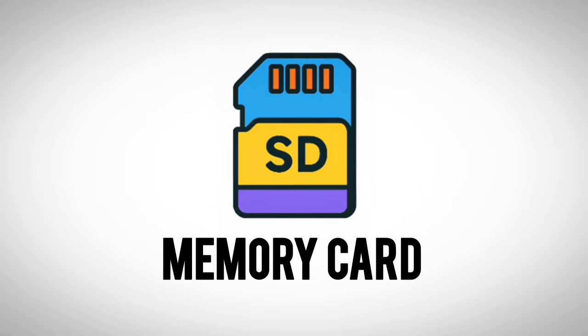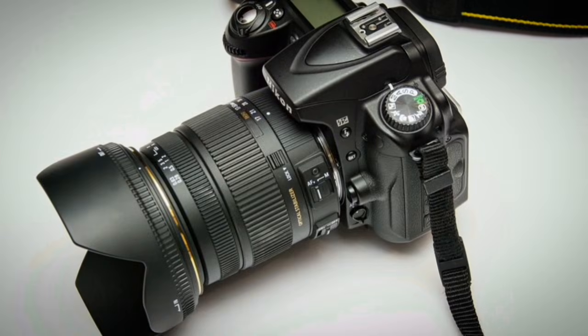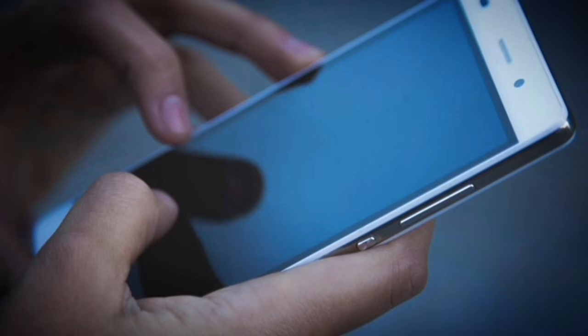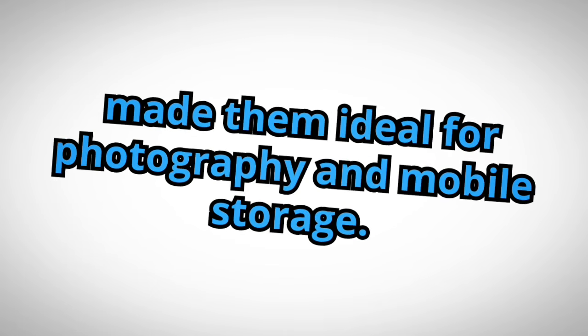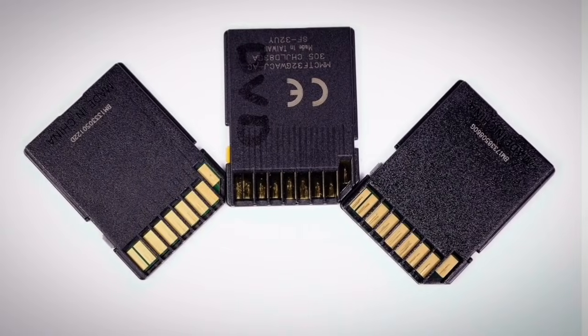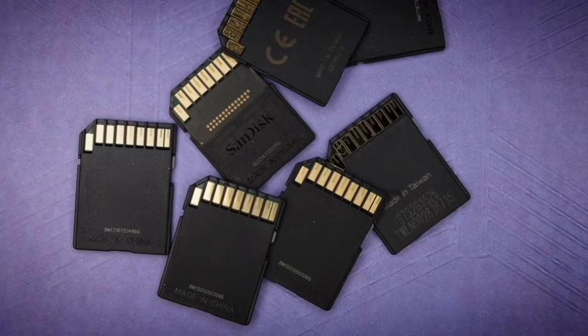After USB, memory cards, including SD and microSD cards, quickly followed. These became standard in cameras, smartphones, and portable devices. Their small size and decent capacity made them ideal for photography and mobile storage. The advantage here is versatility and size, but they can be fragile and vary widely in speed.